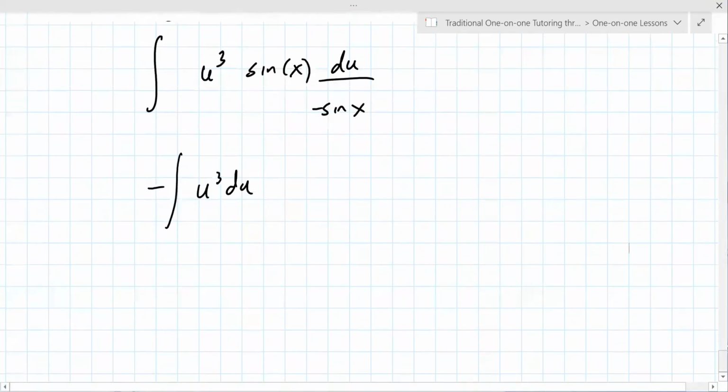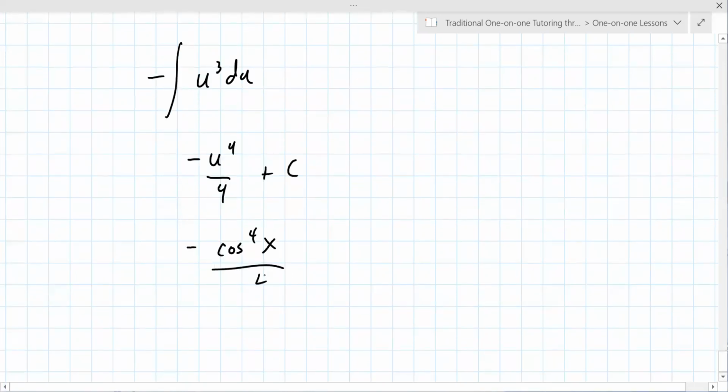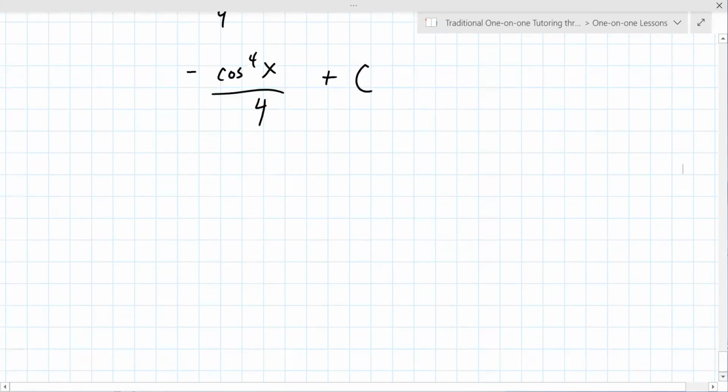And then you bring back cosine x to the fourth over 4, negative, plus c. Yes. Oh, and then are there limits or not for this one? No, I didn't put a name for this one. Okay.